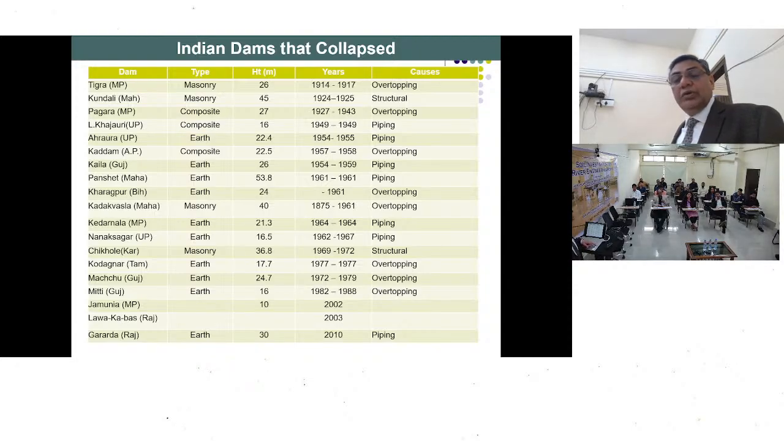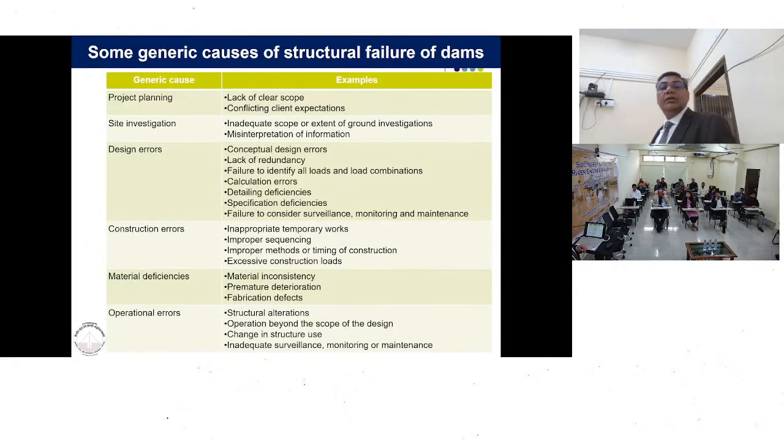Okay, now let us see some generic causes of structural failures. Some generic causes have been classified as project planning. Project planning means lack of clear scope or conflicting client expectation.